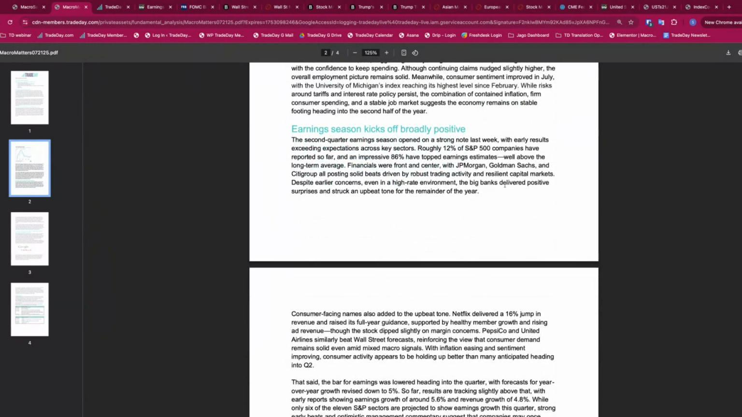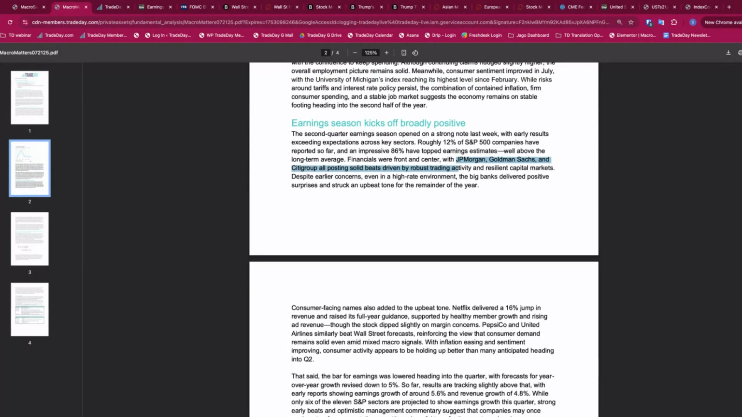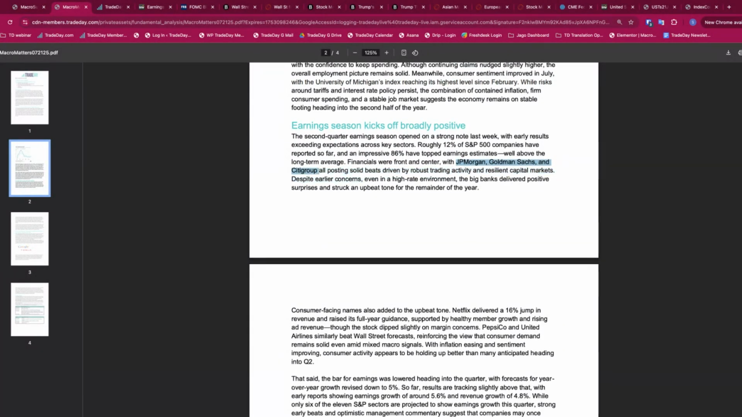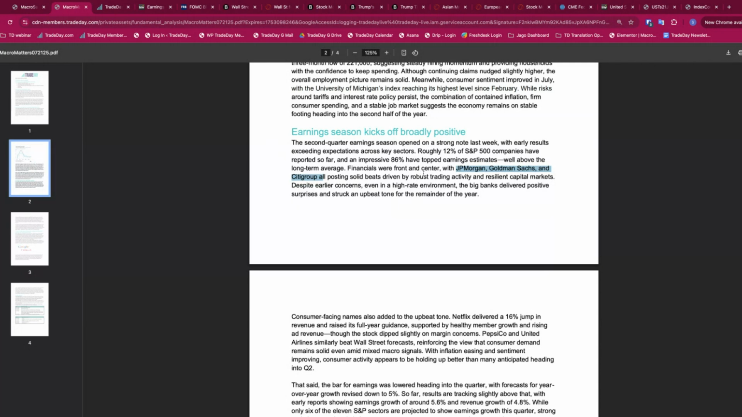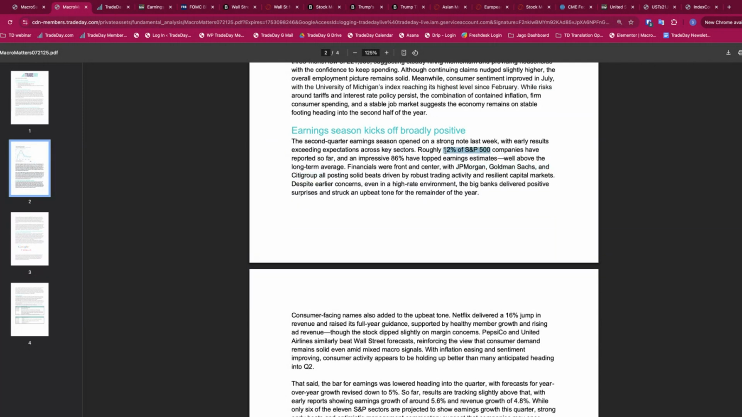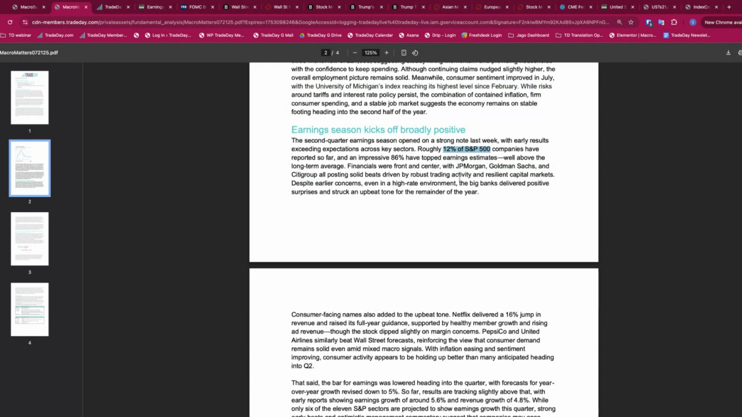Earnings season really kicked in in earnest. We'll come to the earnings shortly going into this week, but we kicked off with the financials as we always do. JP Morgan, Goldman Sachs, Citigroup, all positive beats. And just incidentally, in this first week of the earnings season, 12% of S&P companies had reported as of Friday, and an impressive 86% topped estimates, well above the long-term average on beating estimates.